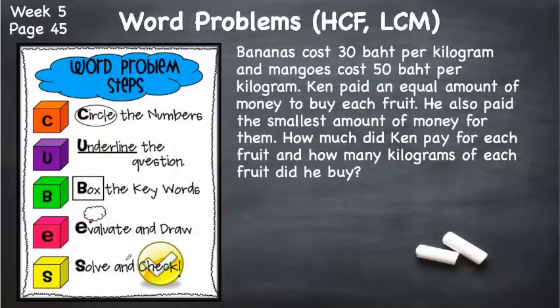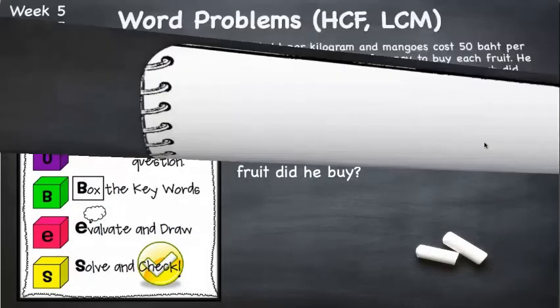Okay, now as you can see, we have to underline, we have to follow the CUBES or the word problem steps. We have 30, we have 50. Now we underline the question. There are 2 of them. So how much did Ken pay?